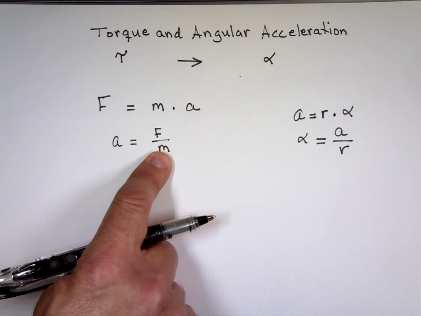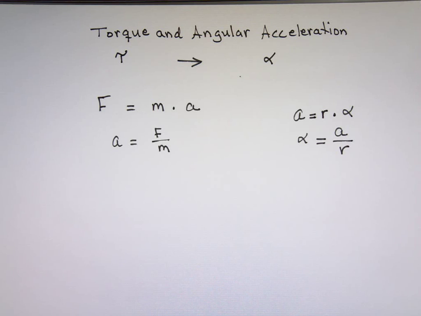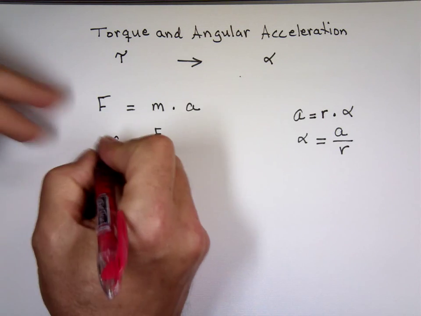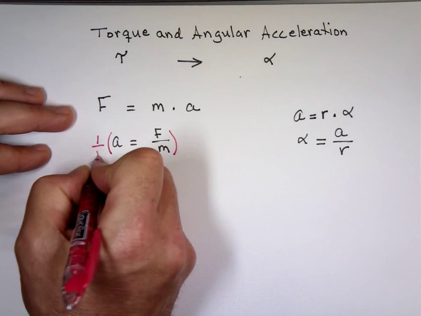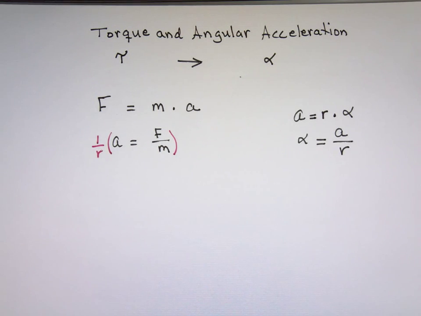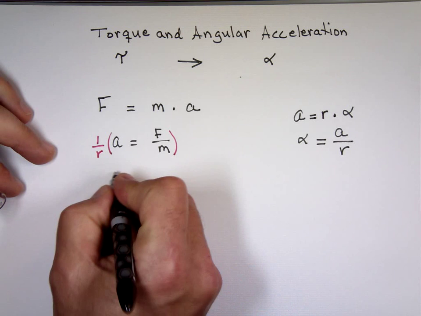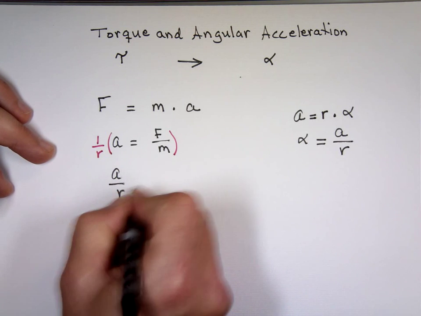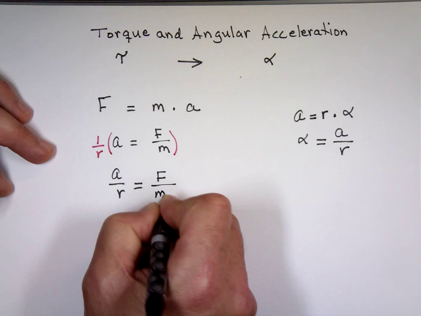This is an equation. Whatever you do to one side, you're going to do the same thing to the other side. So let me multiply or divide both sides by r. If you divide by r, it's the same as multiplying by 1 over r. So you will have a over r equals F over m times r.